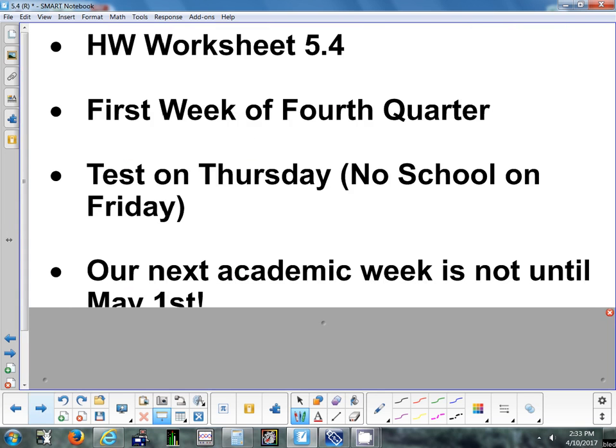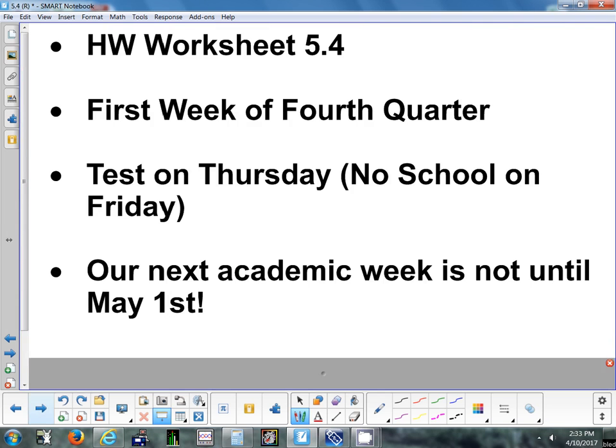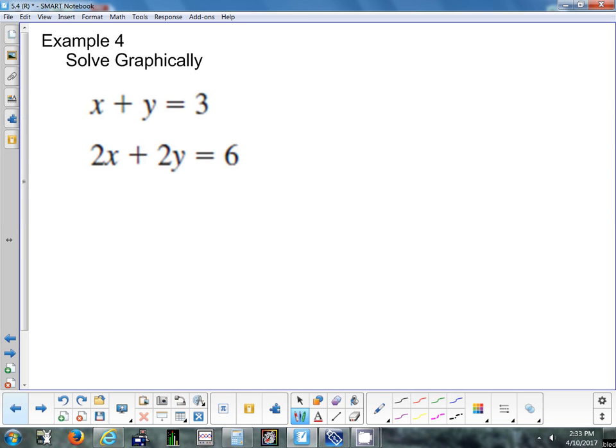So the worksheet on 5.4 tonight, test on Thursday because there's no school, it's Good Friday. This is our first test for the term, probably the first test of 3. So we'll get three tests this term. 3 tests for the fourth quarter. And then because we have the break and then you come back and it's shop week, we won't see you guys again until May 1st.